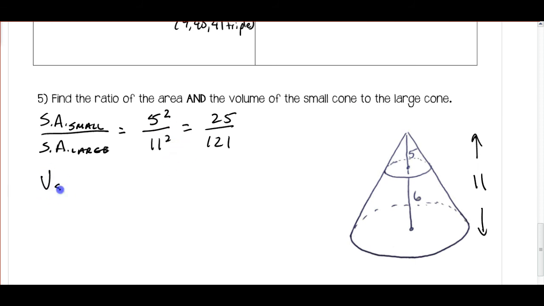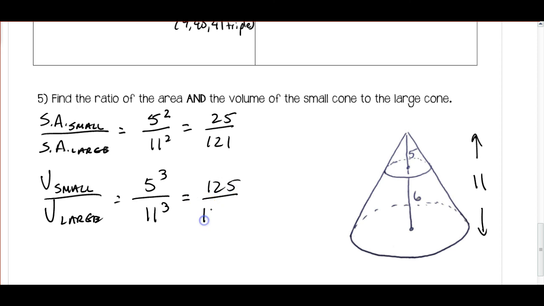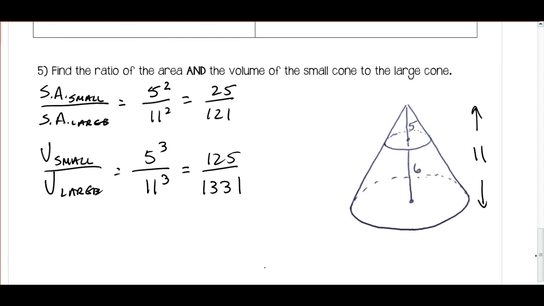And then the volume of the small cone to the volume of the large cone is going to be 5 cubed to 11 cubed, or 125 to 1331. So if you have any questions, again, make sure you ask, and that's it for this section.